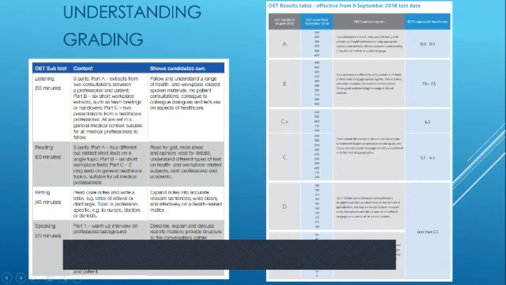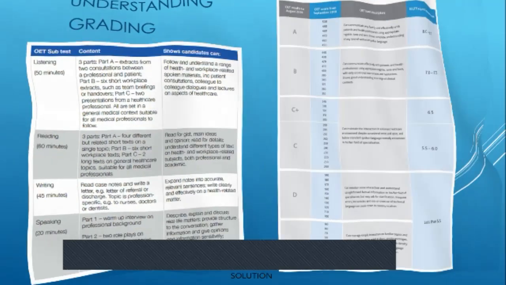The moment you get 340, you come up to C plus or 6.5. You can get 6.5, but only in writing. The rest all you need to get B. So this is equivalent of IELTS, but this is easier and this is more difficult. That's why I'm suggesting it.